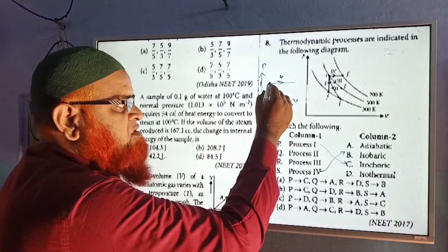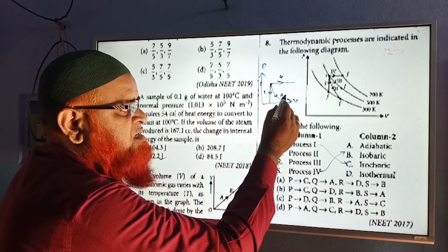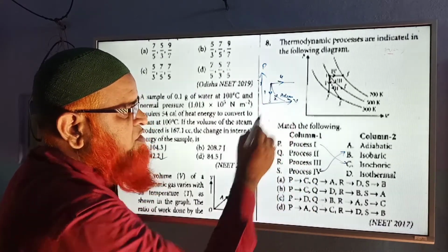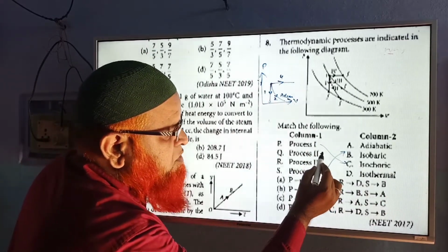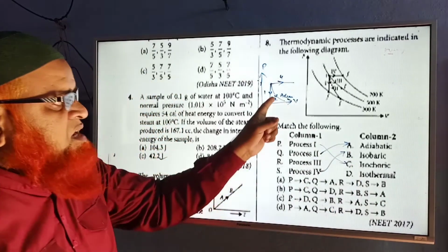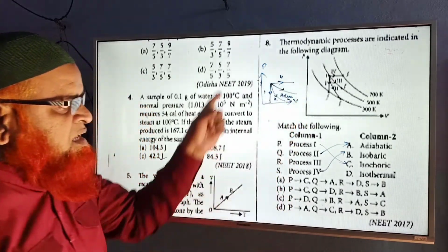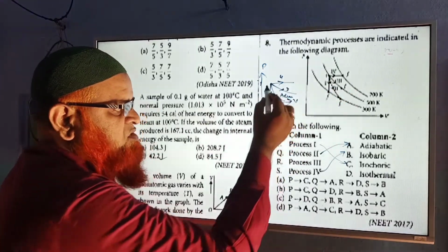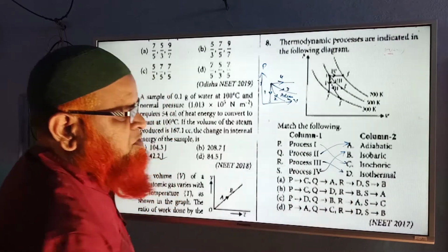So what type of process is it? This is called an adiabatic process. Process 2 is going to be an adiabatic process here. Next, after that, we shall go for the isothermal process. So process 3, what is process 3 here? Process 3 is going to be an isothermal process.